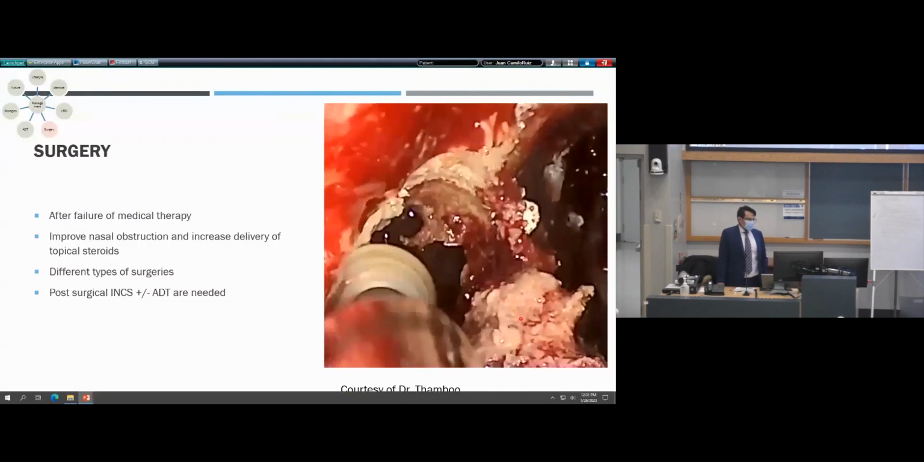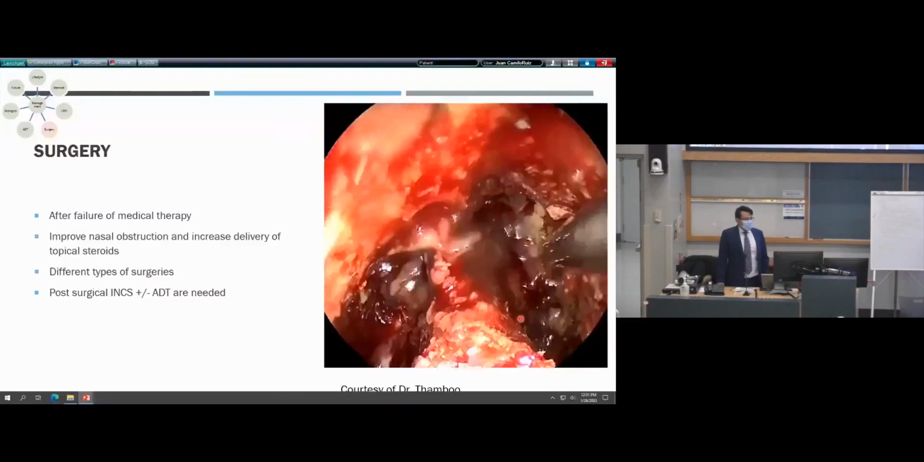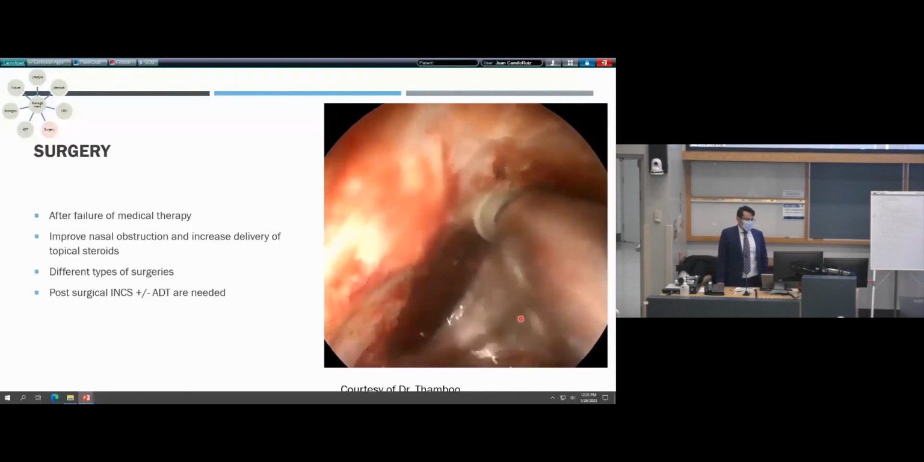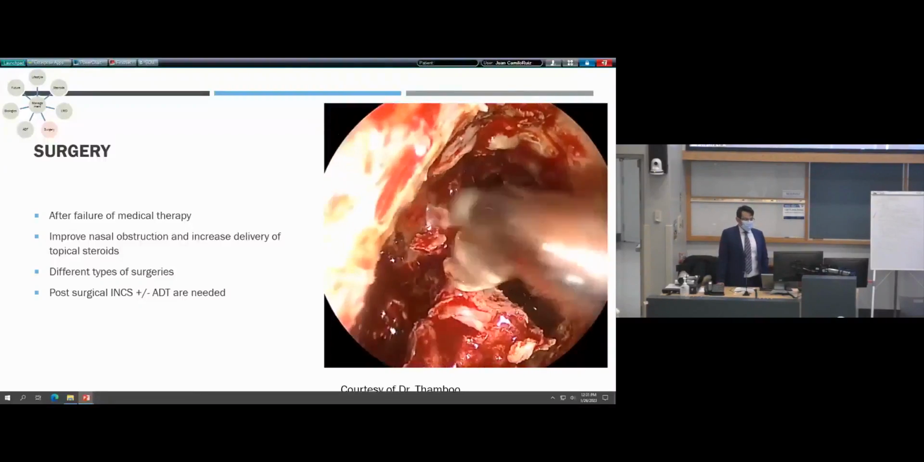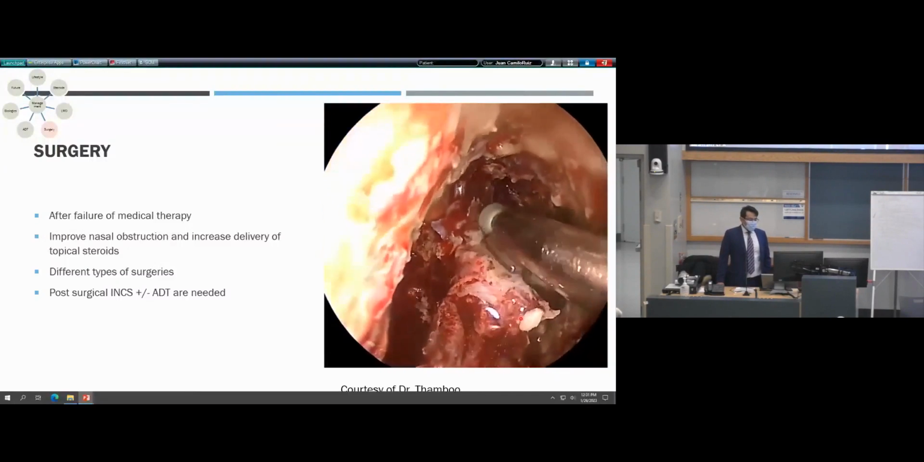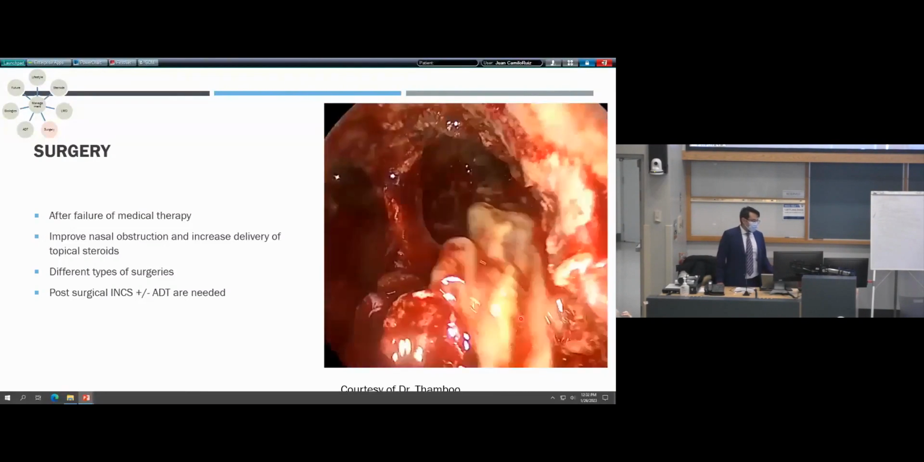Now, there's different types of surgeries, and that's why it's important to have a good surgeon on your team who can help you decide which surgery is the best for NERD patients. There's evidence that Draf 3 surgeries and more aggressive surgeries are actually better, but again, they also come with side effects as you're opening up more space inside the sinus cavity.